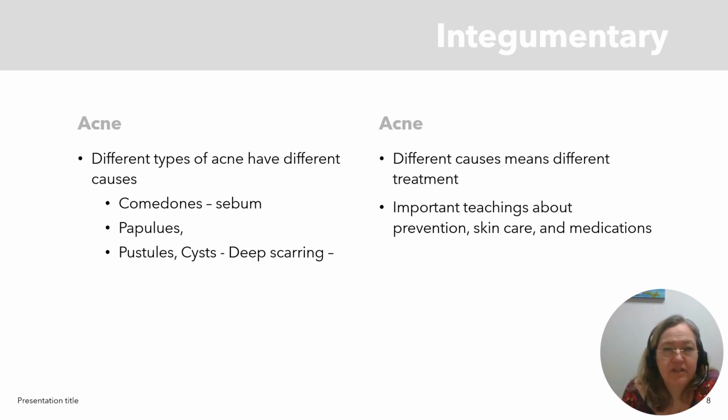Also in the integumentary chapter, things you needed to know were identification of different types of acne. So there's hormonal type acne, there's infectious type acne. Some of them cause deep scarring and are more concerning. Others are just related to hormones and typically resolve on their own. Know the difference between comedones and papules, pustules, cysts, and what causes deep scarring and what's the treatment for that.